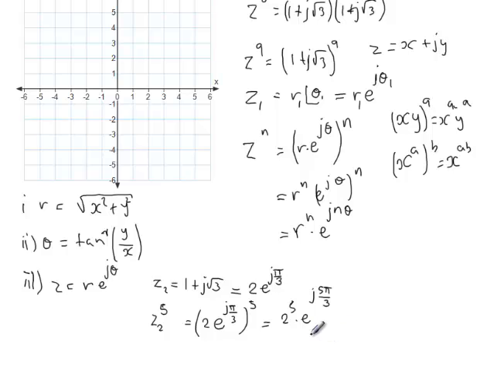Now, while rotating, what happens to the modulus? The modulus was 2. Now the modulus has been elevated to power 5. Power 5 is about 32, isn't it? So as it rotates, the modulus becomes longer.